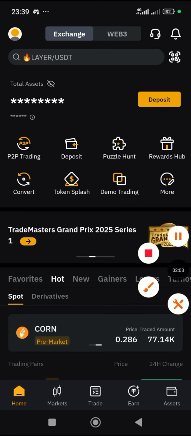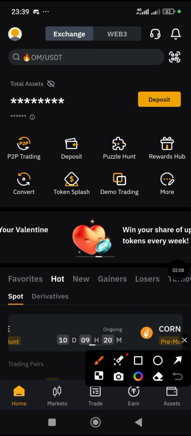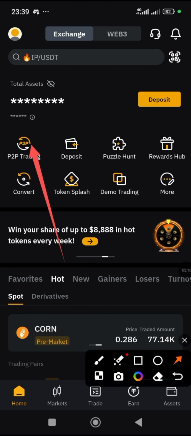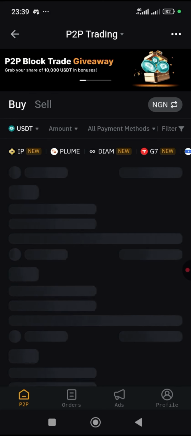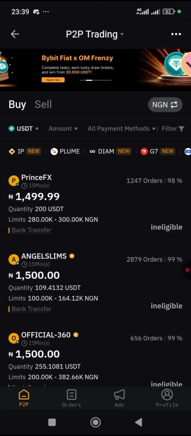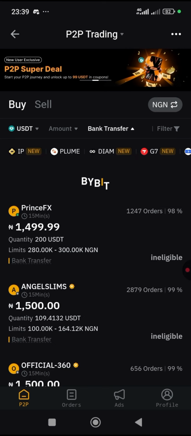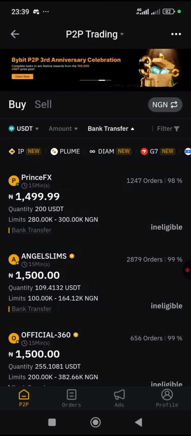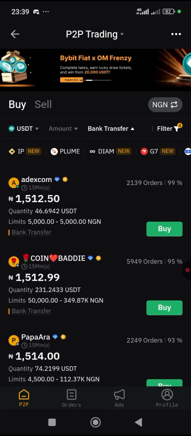This is my Bybit account. If you have performed your KYC, you'll have an interface just like this. You come down to the P2P section and tap on it. Make sure you watch my video on how to trade P2P successfully on Bybit. So let's quickly make some adjustments. We tap on bank transfer, confirm. Let's still filter so that we won't be selling to a scammer. You tick all these.